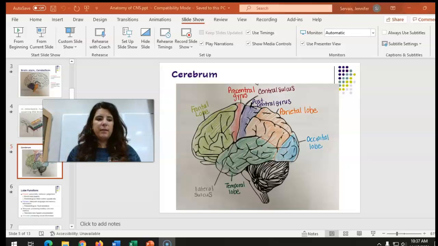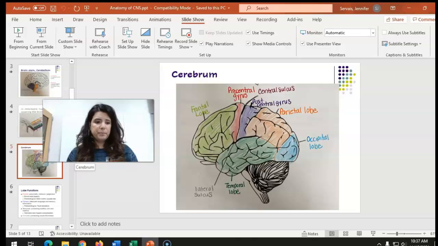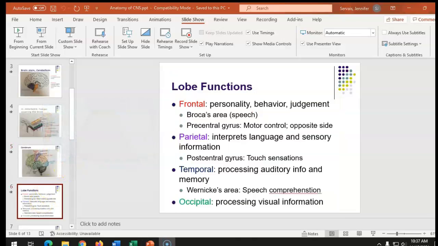So looking at what these lobes actually do, the frontal lobe is in charge of personality, behavior, judgment, also learning. It contains a special area called Broca's area, which controls speech. It also contains the precentral gyrus, which includes motor control and will control muscle activity on the opposite side of the body.